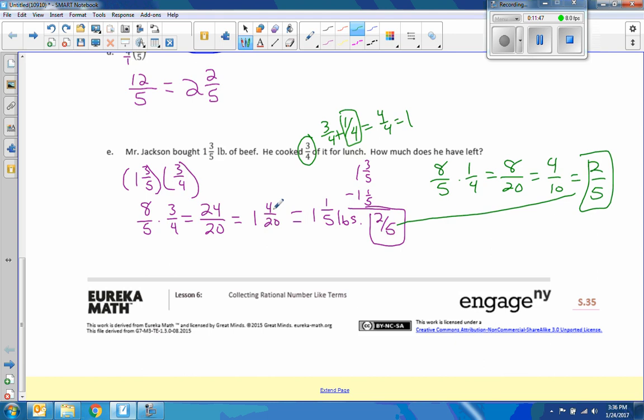Yep. This way we multiplied what he used and then subtracted to find out what he had. This time we did it first with a fraction. Either way will give you the same answer.